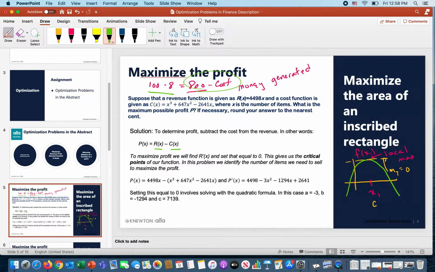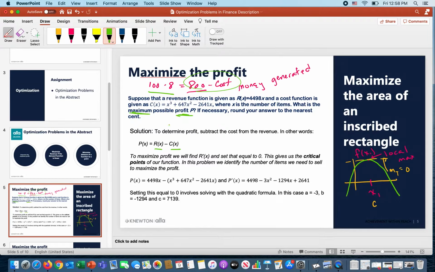Let's take a look at this problem and see if we can figure out what we're doing here. We have a revenue function of 4498x, and the cost function is given as x cubed plus 647x squared minus 2641x. In this case, x is the number of items sold. For my mother-in-law, it's the number of pepper jellies sold. What's the maximum possible profit? In other words, we want to maximize profit.